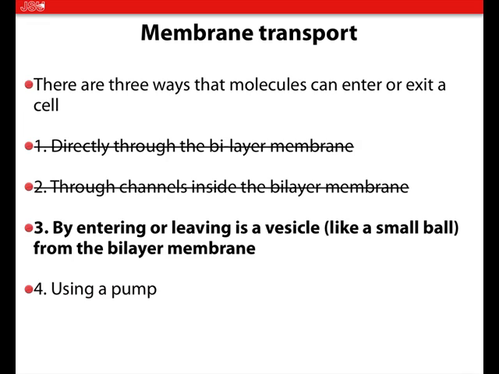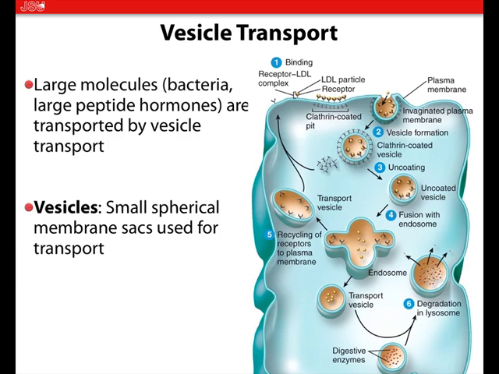Okay? So the third way you can do membrane transport is through a vesicle. It's like a small ball in a sense. Okay? So vesicles are spheres of molecules, and we use these vesicles to bring things into the cell and to release things out of the cell. For example, some cells are going to bring bacteria into the cell using vesicle transport.